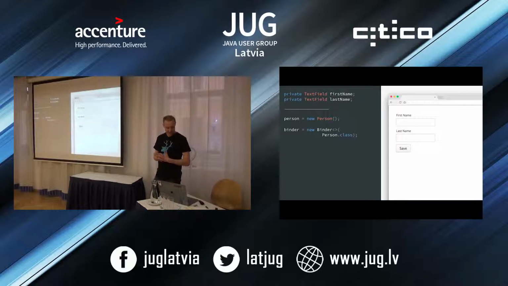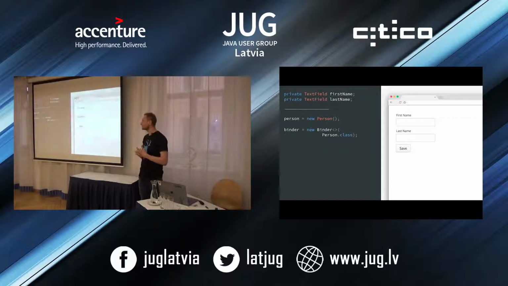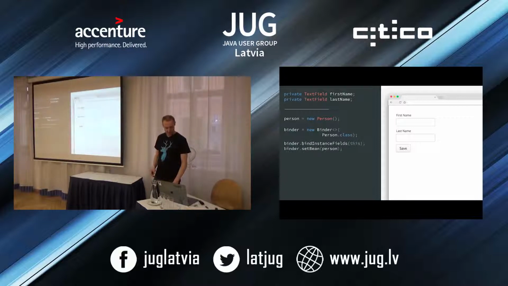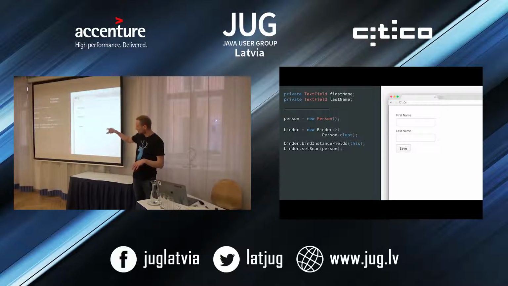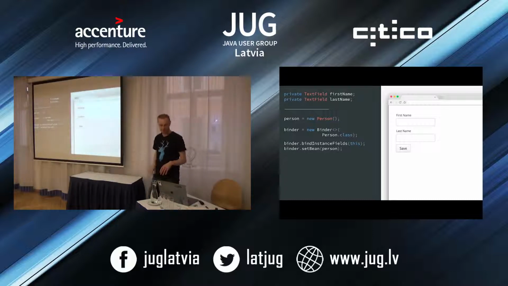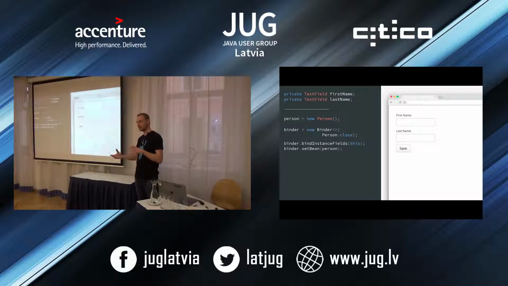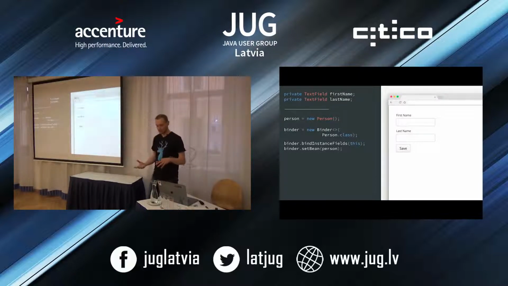And in Vaadin, or in Vaadin 8, we have this new thing called binder, which you take for a specific type, in this case the person class, and you bind all the instance fields. So this is taking this class where we are at and taking those text fields from there and binding them to the corresponding fields in the person object. And then you set the bean as person. The set bean actually is two-way binding, so you can also use read bean and write bean if you want to do your own transactions there.